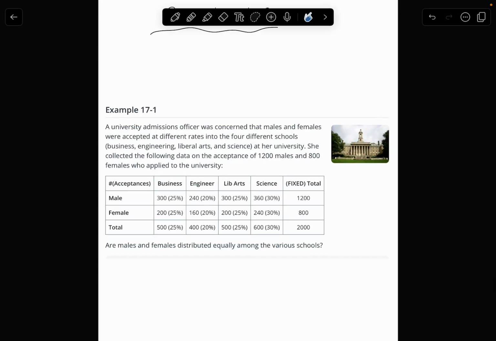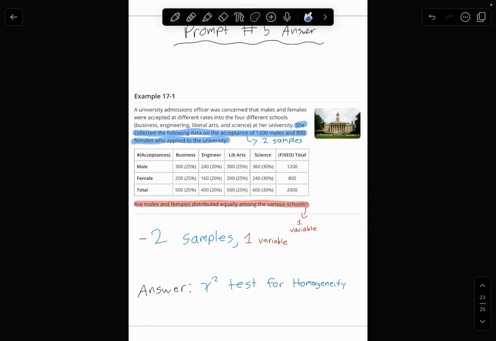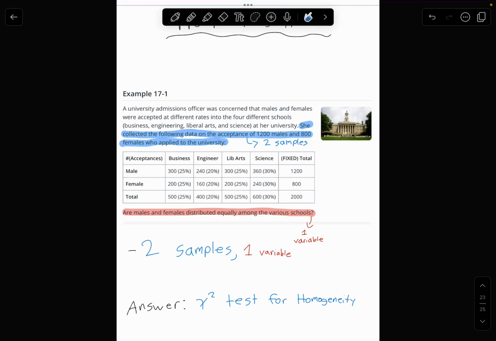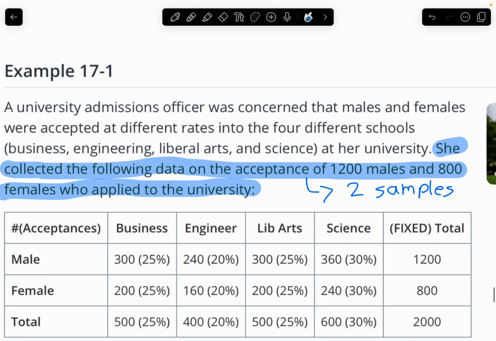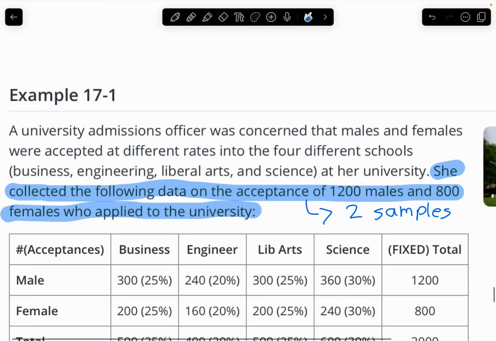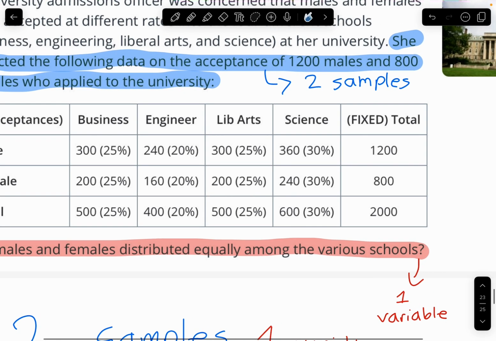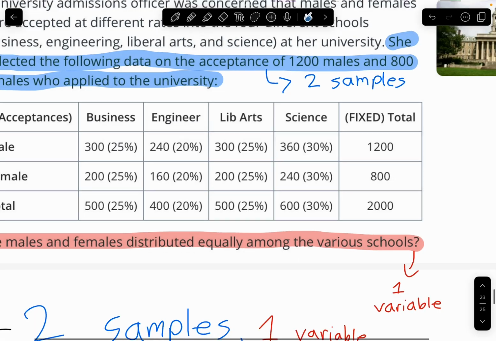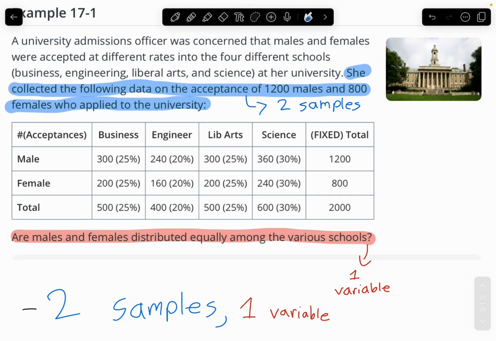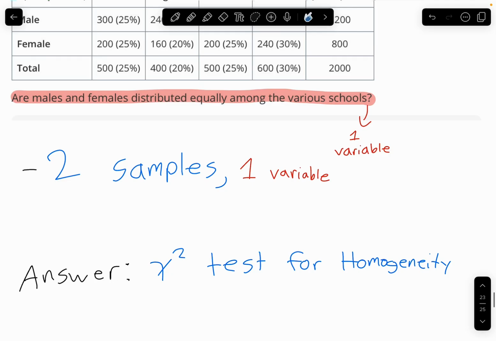All right, the answer to prompt number 5 is a chi-square test for homogeneity. The reason is the last sentence of the prompt: she collected the following data on the acceptance of 1,200 males, that is group number 1, and group number 2 is 800 females who applied to the university. These are 2 different groups. Without even looking at anything else, we know this is a chi-square test for homogeneity. But the variable we're testing is, are males and females distributed equally among the various schools? So, 2 samples, 1 variable. The answer is chi-square test for homogeneity.